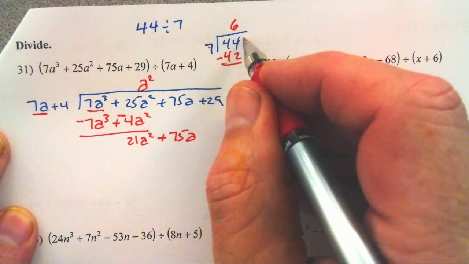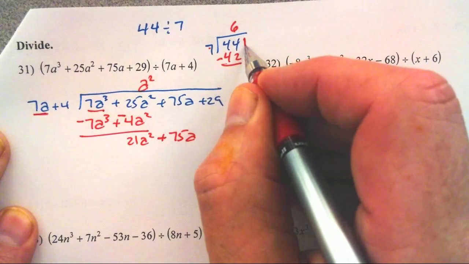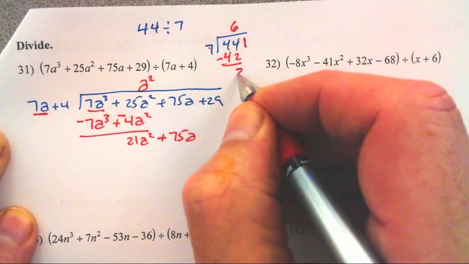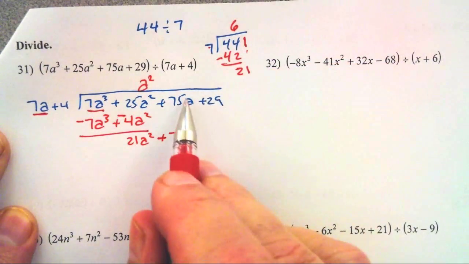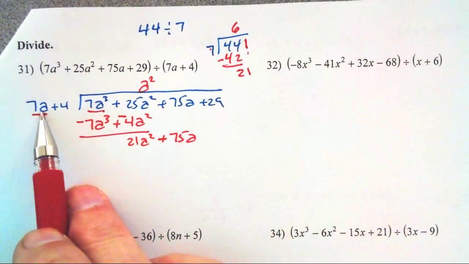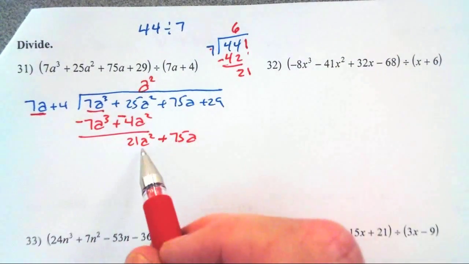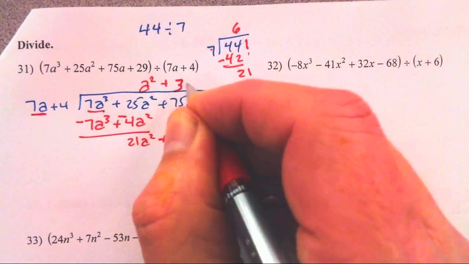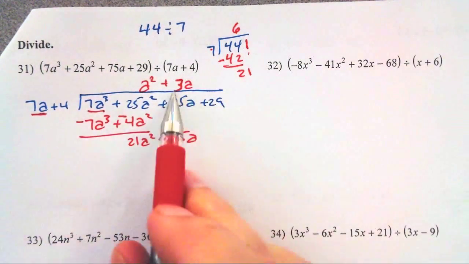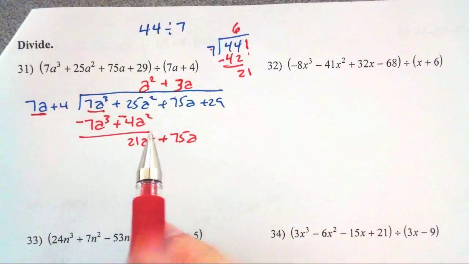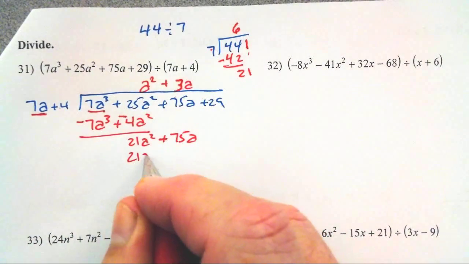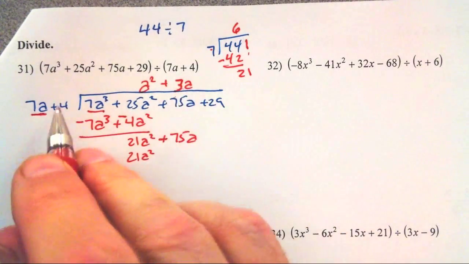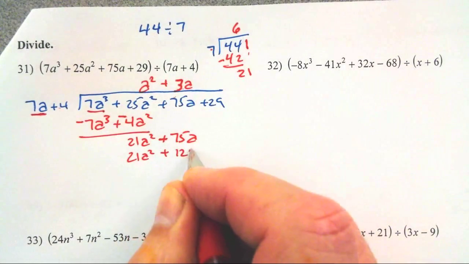Let's say this was 441. I still would have gone 6 here. I get a 2, bring down the 1. I bring down the 75a's. 7a times what is 21a squared plus 3a? 3 times 7, 21. A times a squared. So I get 21a squared. 3a times plus 4 is plus 12a.